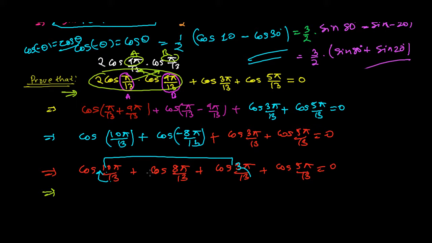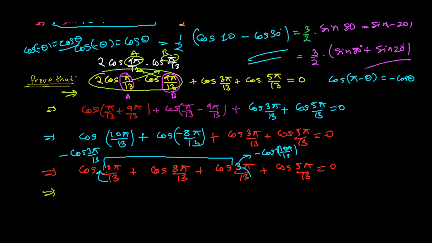If we can convert cos 3 pi by 13 into minus cos 10 pi over 13, or convert cos 10 pi over 13 into minus cos 3 pi over 13, then one will be negative and the other positive, so you can cancel them. And for this we have a trick: cos(pi minus theta), that is cos(180 degrees minus theta), is minus cos theta.